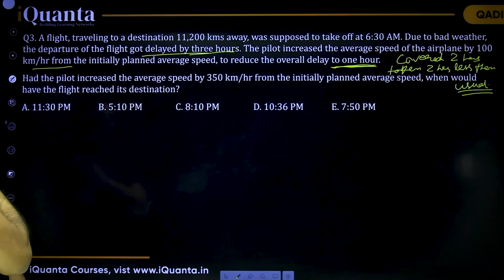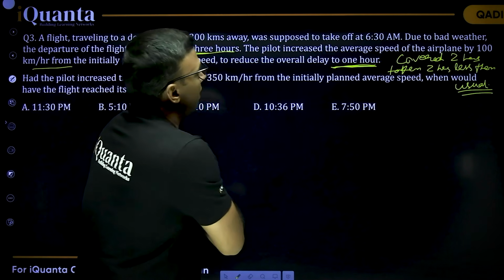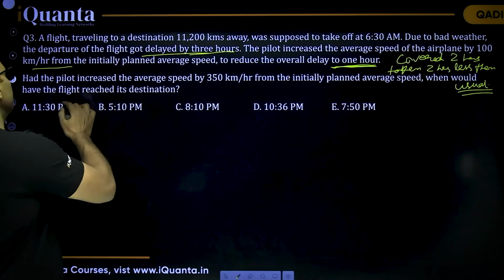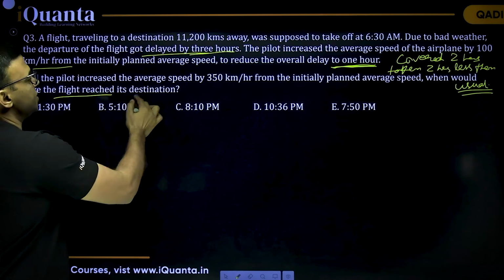Had the pilot increased the average speed by 350 km per hour from the initial planned average speed, when would the flight have reached its destination?